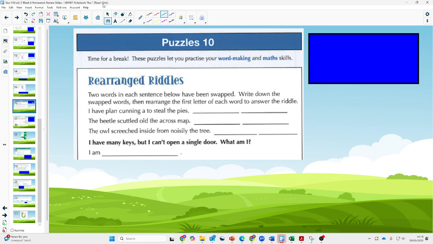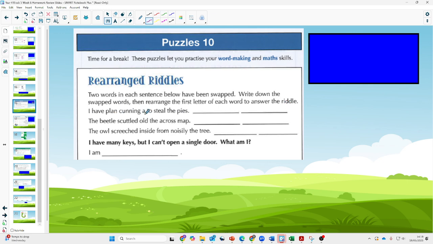So hopefully you had a go at these puzzles. These are really good just to test your skills and develop your verbal reasoning. So time for a break. These puzzles let you practice your word making and your math skills here. So we've got two words in each sentence below that have been swapped. Write the swapped words, then rearrange the first letter of each word to answer the riddle.